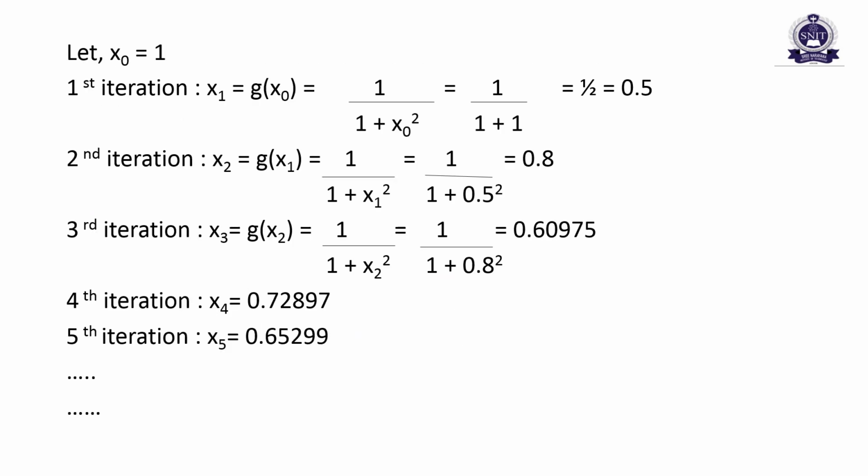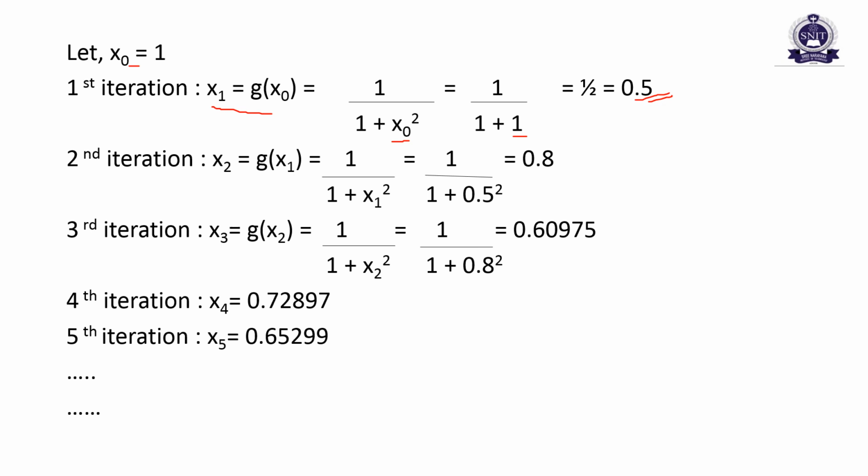Now assume x0 is equal to 1. That is what we have written in the steps at the starting. That is, first you have to assume a value for a variable. x0 is equal to 1. With that 1, you continue. So first iteration, x1 is equal to g of x0. So you have g(x) as 1 by 1 plus x square. So here x square will be x0 square. x0 is 1. So substitute 1 over here, you will get 0.5.